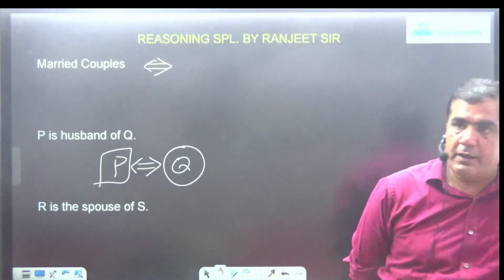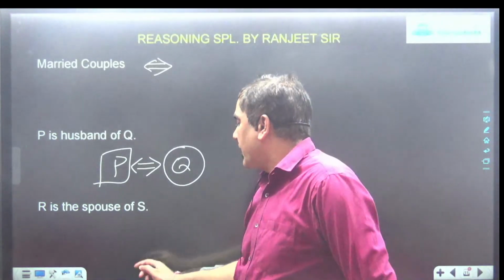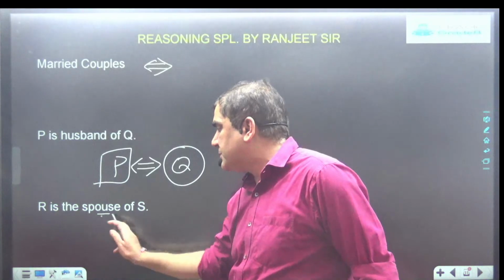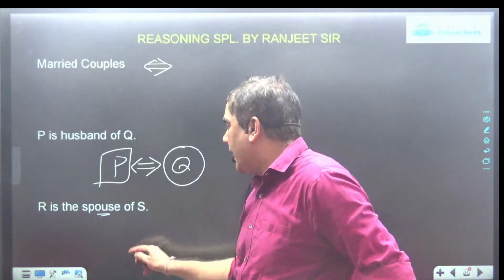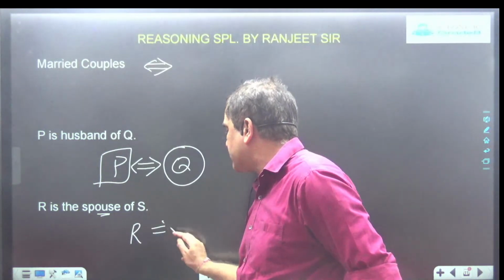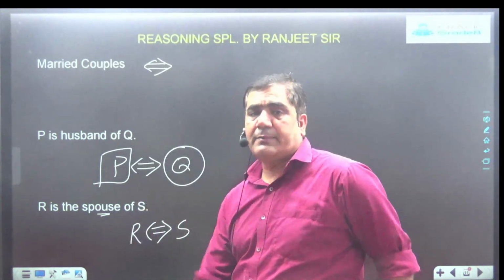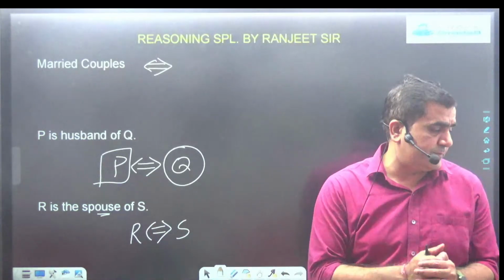Clear? Here's the next one. R is the spouse of S. A spouse means what? The other partner of the married couple is called a spouse. So R is the spouse means R and S both must be a married couple. I can't comment anything about their gender.